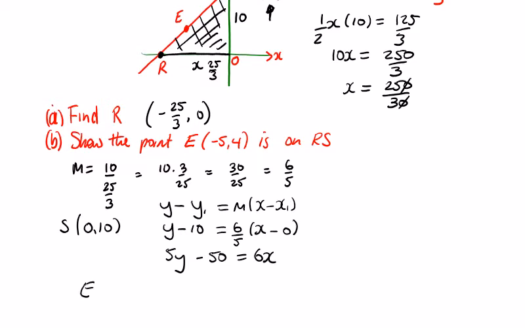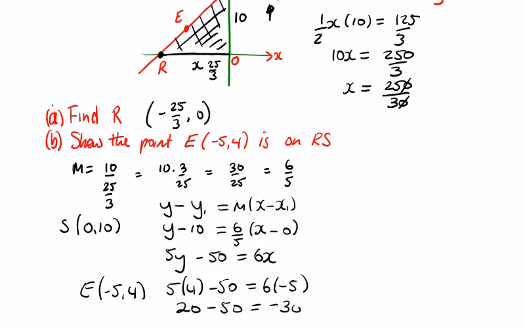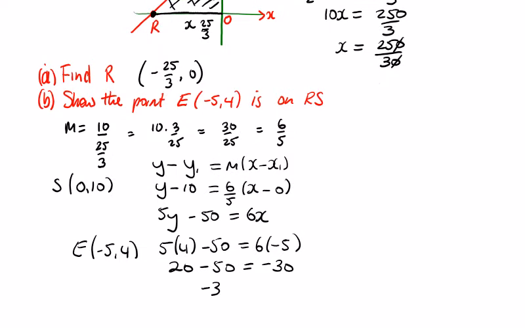Subbing E in, E is minus 5, 4. We're going to get 5 by 4 minus 50 equals 6 by minus 5. 20 minus 50 equals minus 30. So you can see here we're going to get minus 30 equals minus 30. Therefore, E is on RS.